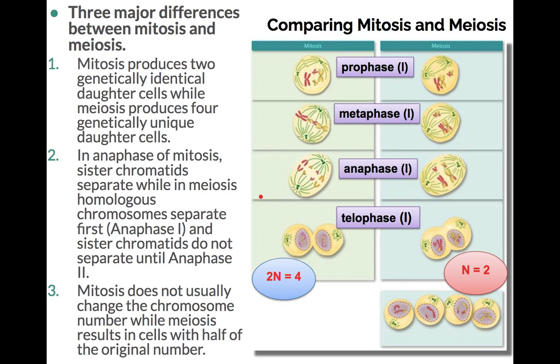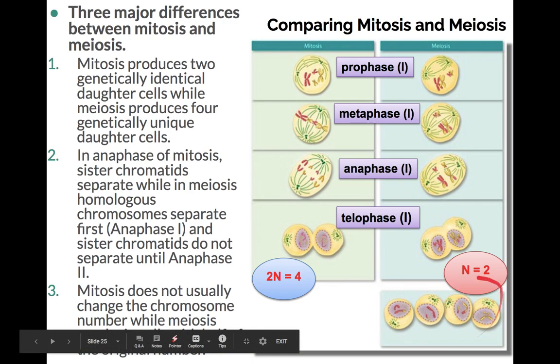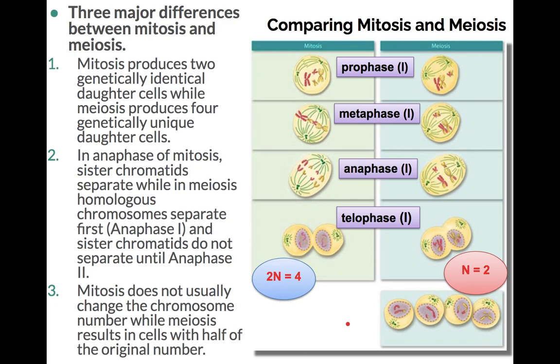Now we're going to compare mitosis and meiosis. So the 3 major differences between mitosis and meiosis. Again, mitosis produced 2 genetically identical daughter cells, while meiosis produces 4 genetically unique daughter cells. So here we have the products down here. In anaphase of mitosis, the sister chromatids separated, while in meiosis, homologous chromosomes separate first. That was during anaphase I. And the sister chromatids did not separate until anaphase II.